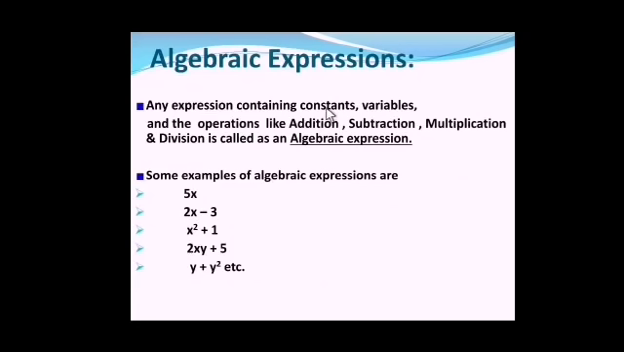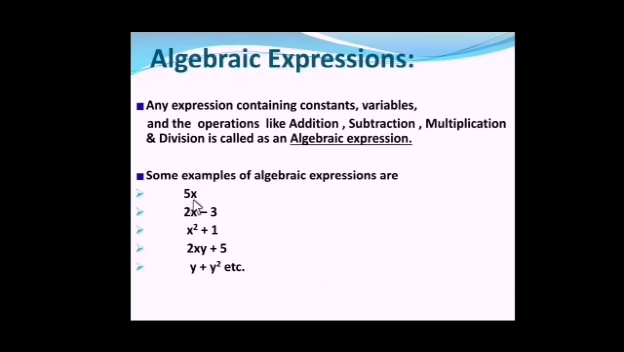What are constants? Constants were the fixed value. What were variables? Variables were the values which can change, and it is represented by small letters, any letter from small a to small z. What are arithmetic operations? There are four arithmetic operations, that is addition, subtraction, multiplication and division. If these are present, then what is formed? Algebraic expression is formed. Let's see some of the examples of algebraic expressions now.